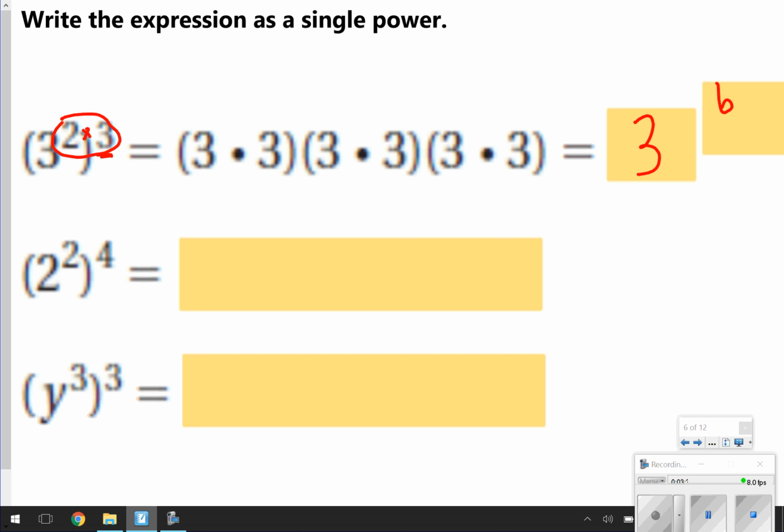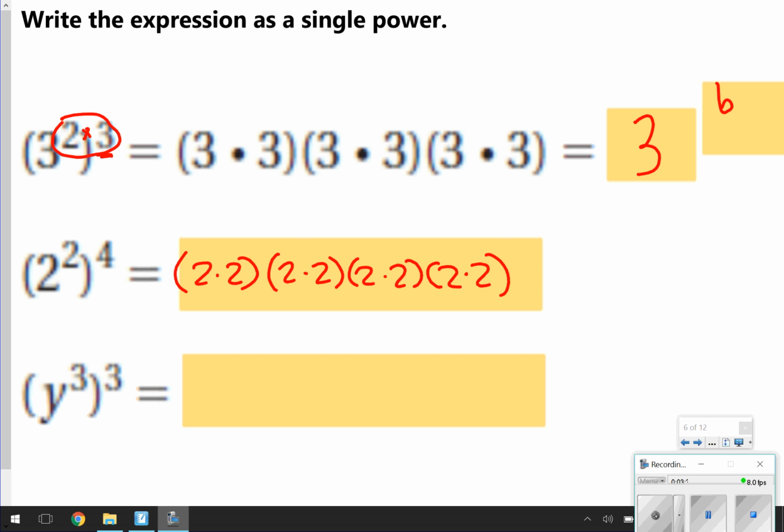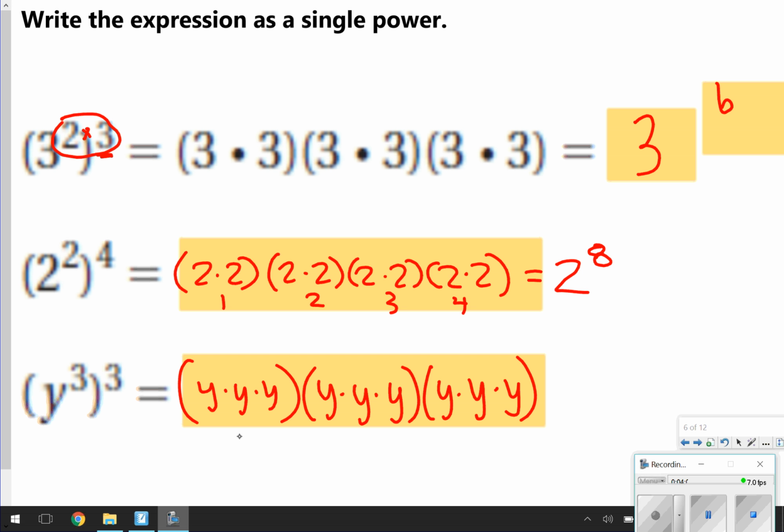2 to the second power, then to the 4th power will look like this. Notice I have 1, 2, 3, 4 sets of 2 to the second power. That is 1, 2, 3, 4, 5, 6, 7, 8 2's. So that means my grand total for exponents and bases would be 2 to the 8th power. Again here, y to the third and then to the third power will look like this. Notice I have 1, 2, 3 sets of y to the thirds. That is 3, 6, 9 y's for a grand total of y to the 9th. All we're doing when we have a power of a power is multiplying the exponents to get my new exponent.